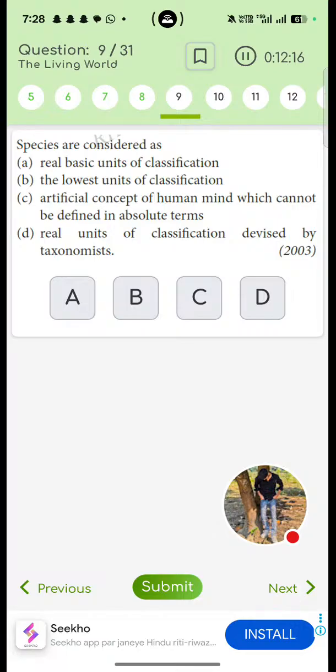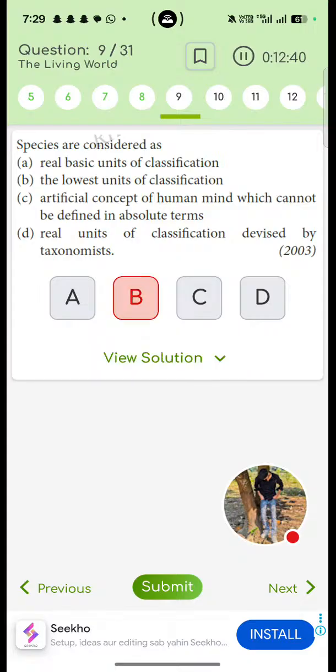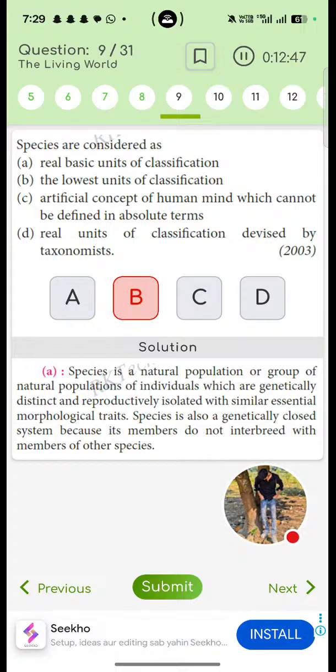Next. Species are considered as: real basic unit of classification, the lowest unit of classification, artificial concept of human mind which cannot be defined in absolute terms, or real unit of classification devised by taxonomists. Species is the lowest unit of classification. Oh, sorry, wrong answer. And the right answer is option A.